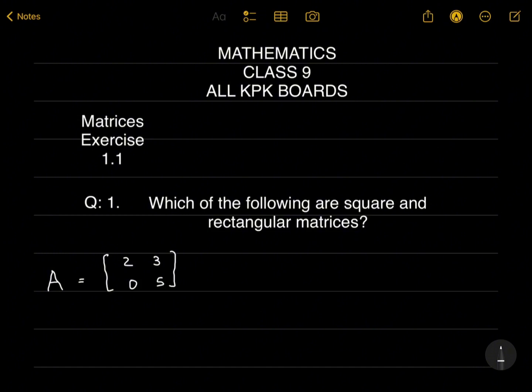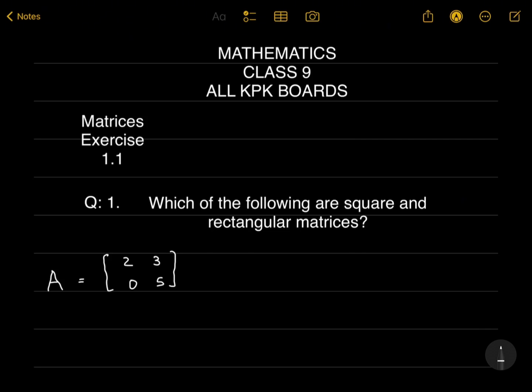The book which we are going to follow would be the KP board book. That's Khyber Pakhtunkhwa textbook board Peshawar. So let's start. Okay, the first chapter in this book is matrices.